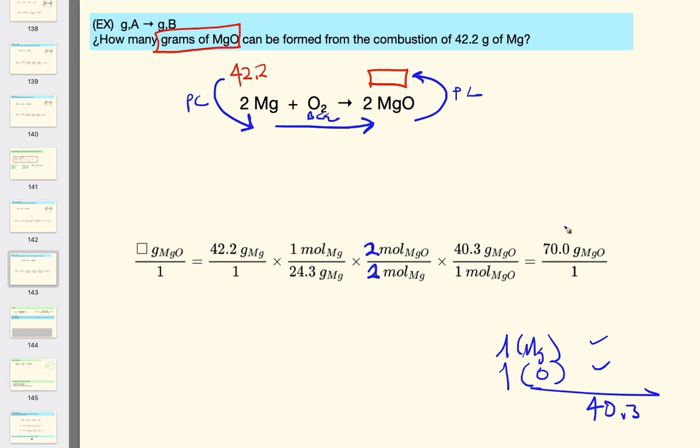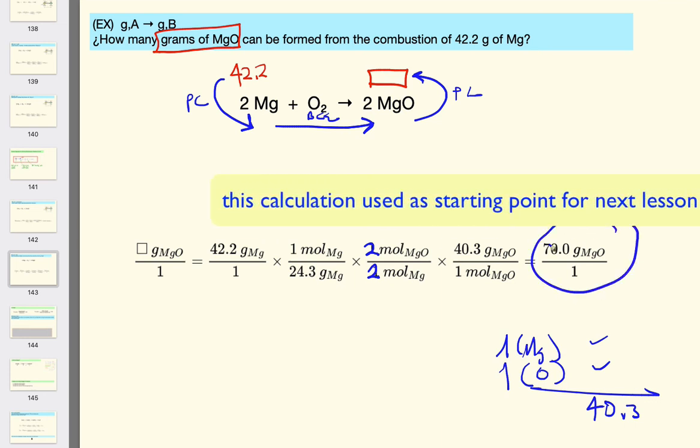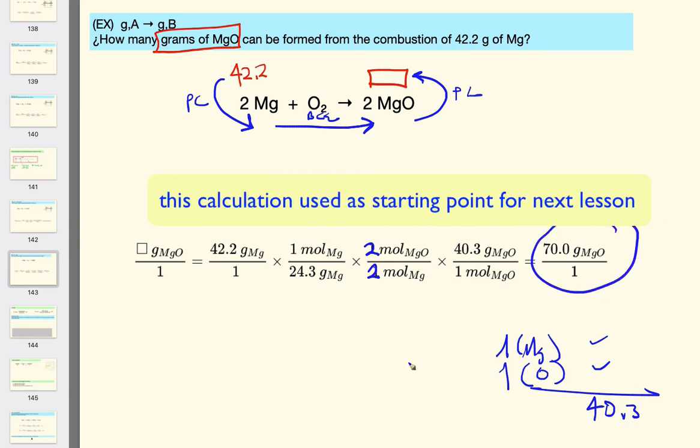Now this problem, I want you to keep this in mind because when we go to the next video, we are going to use this very equation and this very calculation as the starting point for studying a concept called percent yield.